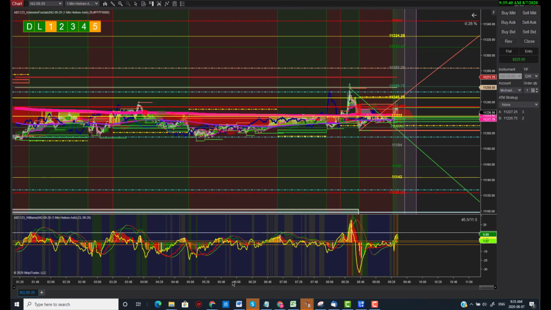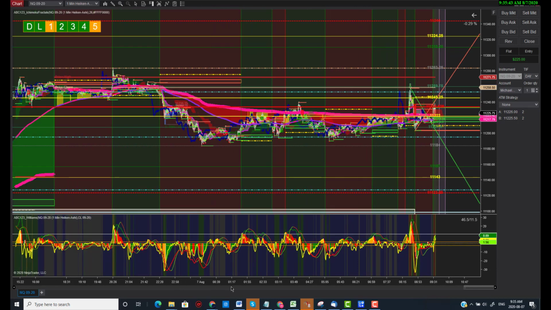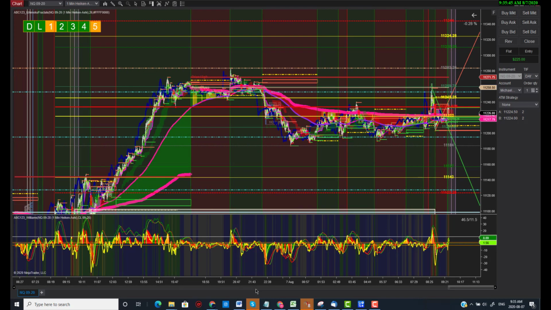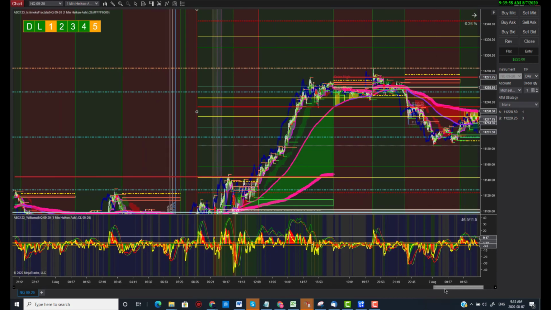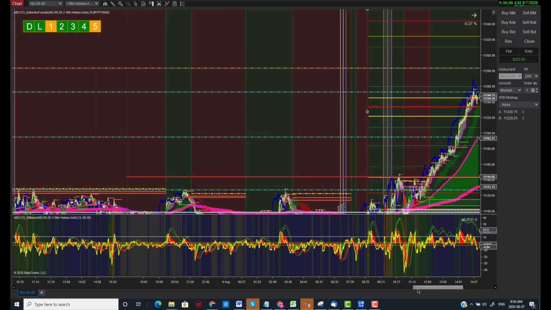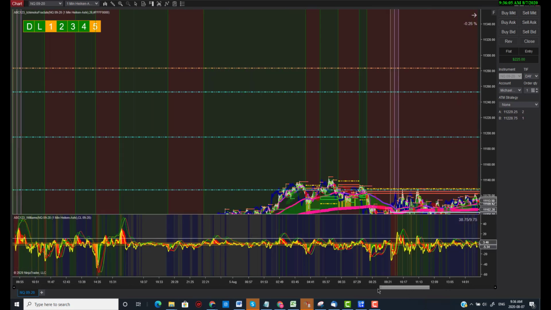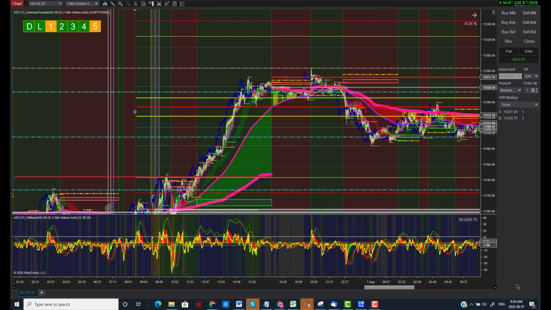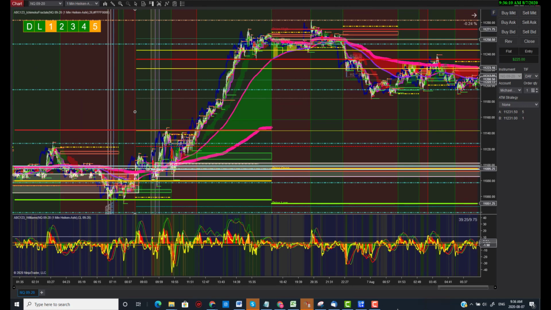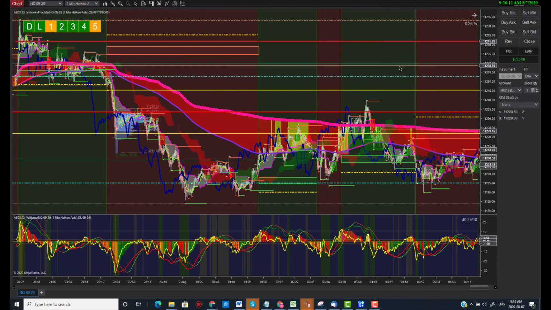Because 1123, if we look back in time, I'm going to crunch the screen really tight, is where I created a previous expansion phase, and I think this is back. Let's see if I can move this. Yeah, see, look how many times it tapped it. 1, 2, 3, 4, 5. Look how many times it tapped it. So that is a very, very strong support and resistance there. So this is the game we're going to play.